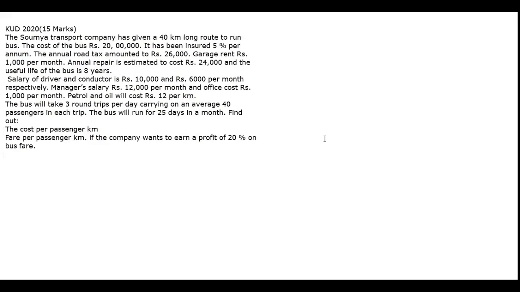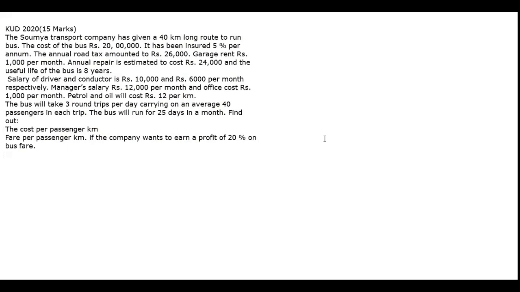Annual repair is estimated to cost rupees 24,000 and the useful life of the bus is 8 years. Salary of driver and conductor is rupees 10,000 and rupees 6,000 per month respectively. Manager salary is rupees 12,000 per month and office cost rupees 1,000 per month. Petrol and oil cost rupees 12 per month. The bus will take 3 round trips per day, carrying on an average 40 passengers in each trip. The bus will run for 25 days in a month. Find out first the cost per passenger kilometer, and second the fare per passenger kilometer if the company wants to earn a profit of 20% on bus fare.